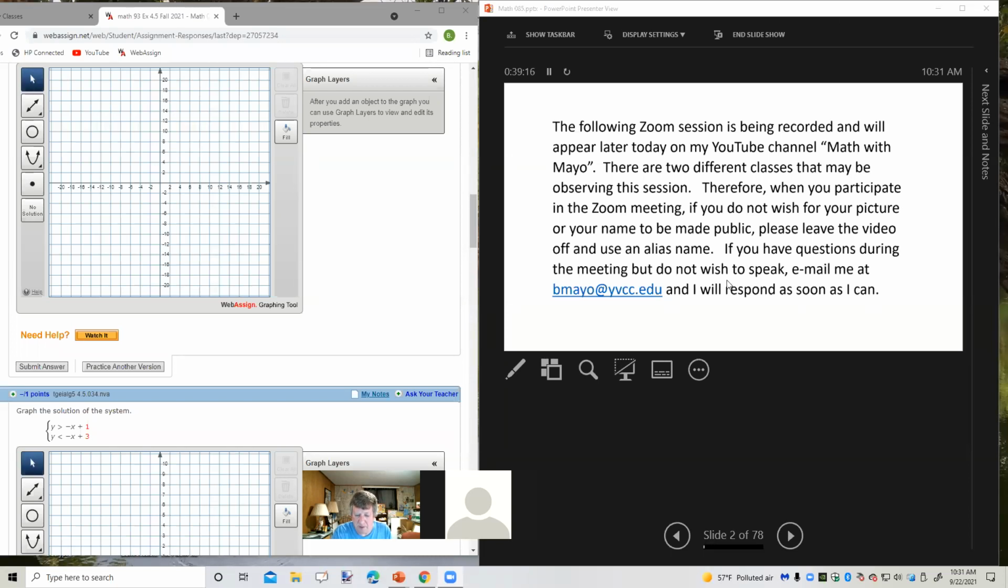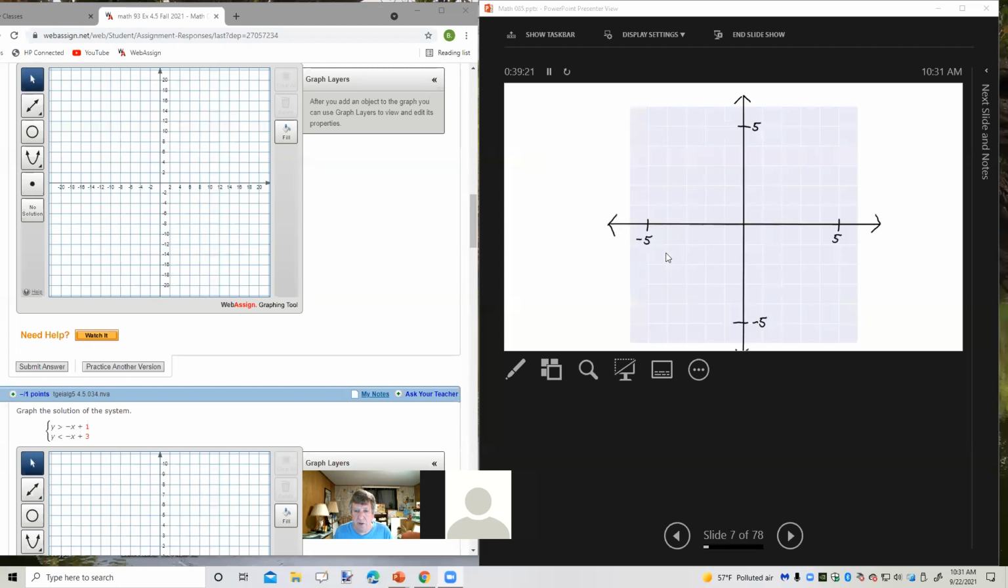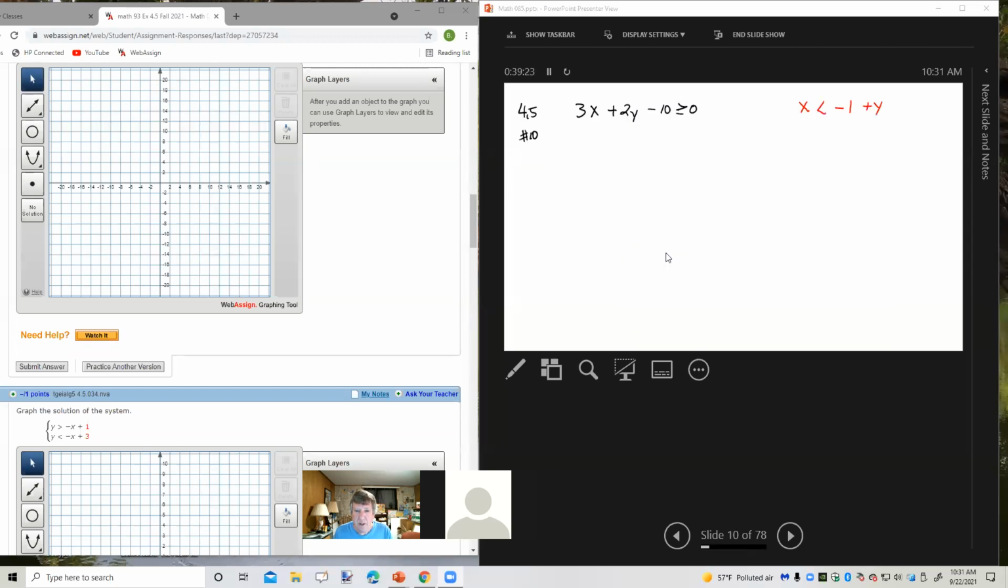So I've got some requests from a student or a couple of students to do some problems. So we're going to take a look at those. Here's the first one. These are all out of section 4.5. This is problem number 10. And here we have a system of linear inequalities. And so we're going to use the same basic steps that we used back in 3.7. I'm going to take this first, the black inequality, and I'm going to rewrite its equivalent equation, so to speak, or its related equation.